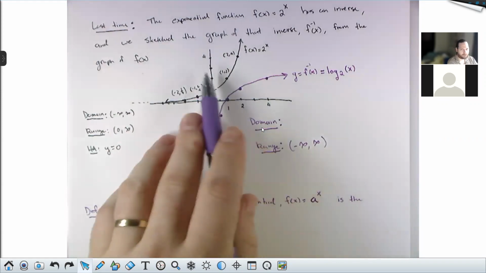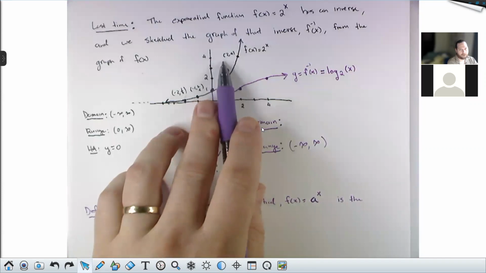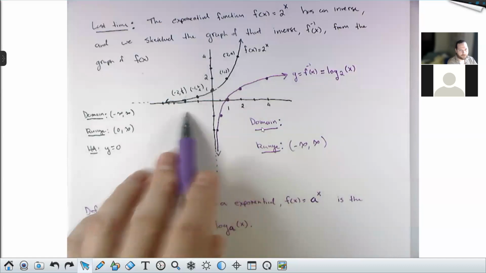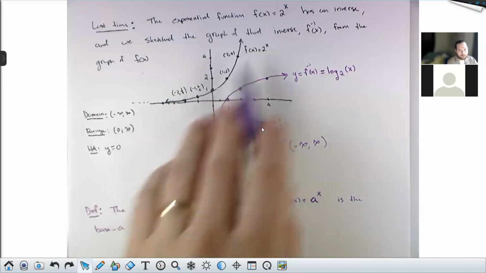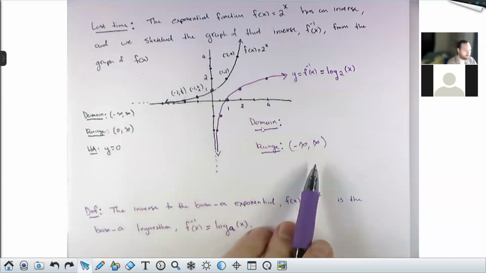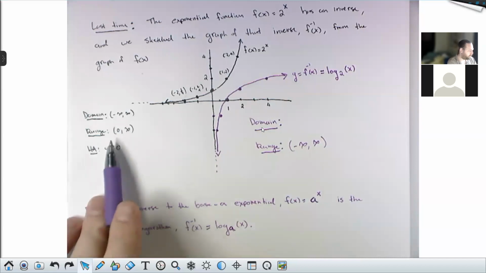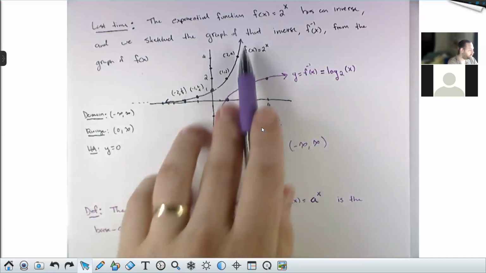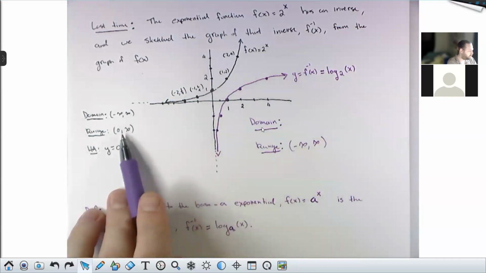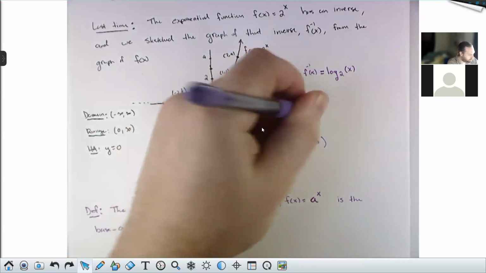Remember how we get the purple? We switch all the x values and y values on the black, right? So every x value that's on the black is a y value on the purple. Well, all of those x values, that's the domain. And all of those x values become y values on the purple. So the domain of the black is the range of the purple. And the same is true of the range of the black becoming the domain of the purple. All of the y values on the black become all of the x values on the purple. So the range of the original is the domain of the inverse. So the domain of this logarithm is 0 to infinity.